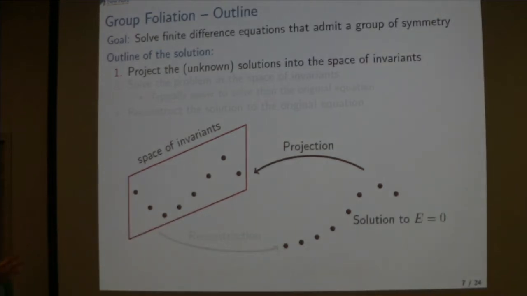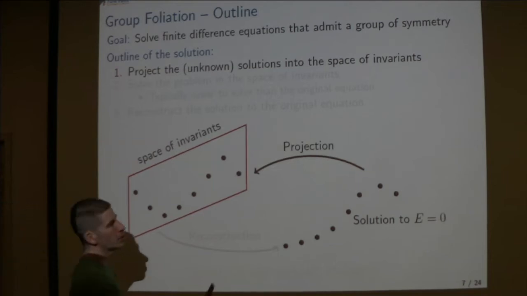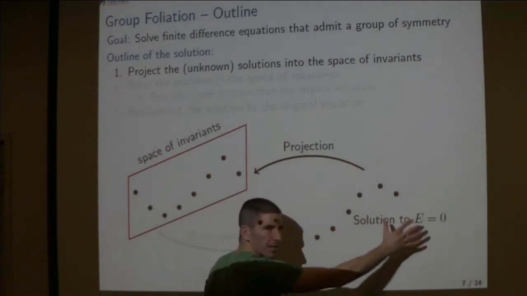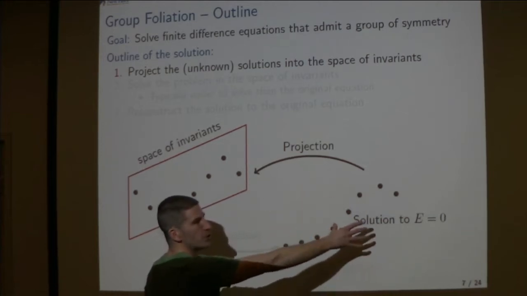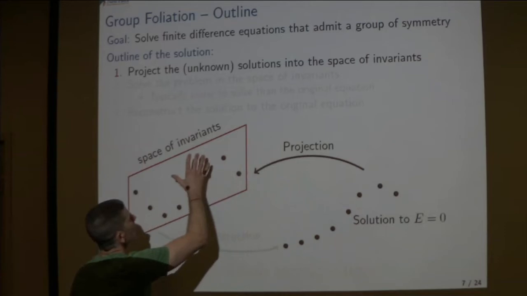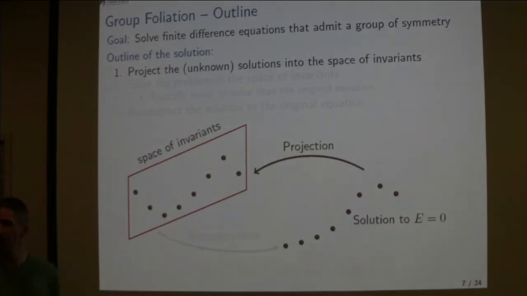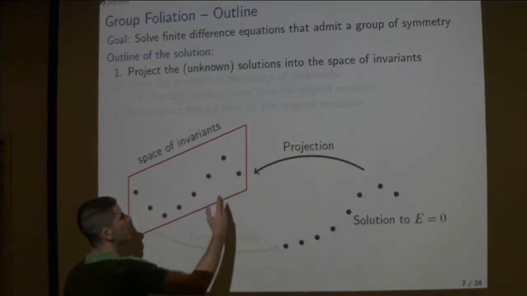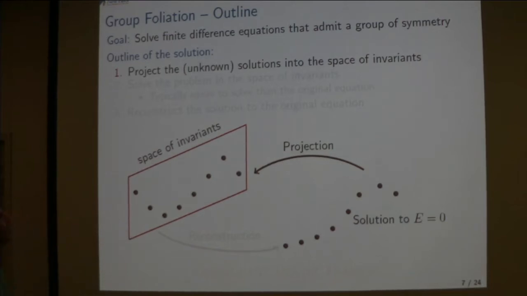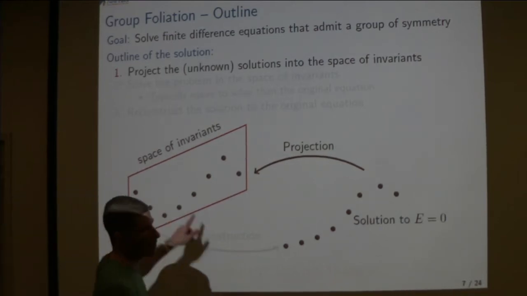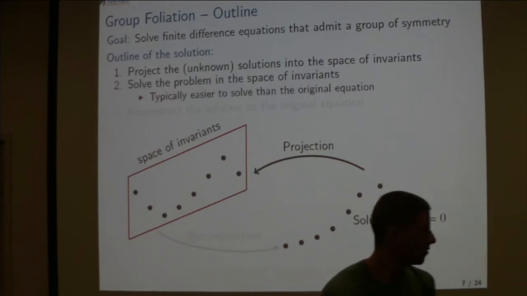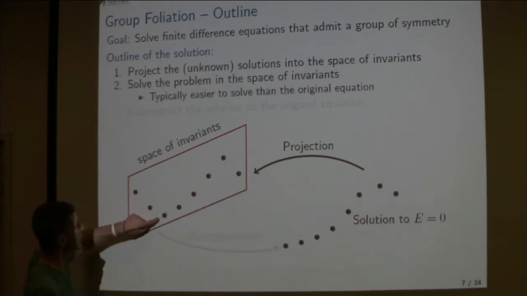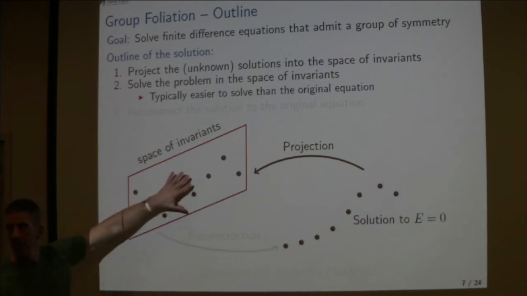We will do that using the group foliation method, and I just wanted to give you an outline of how this will work. The idea is the following. We will not try to solve the equation that we start with. What we will do is somehow project the solution space of that equation onto the space of invariants. Okay, so we'll do this projection. And then we will try to find the solution in the space of invariants.